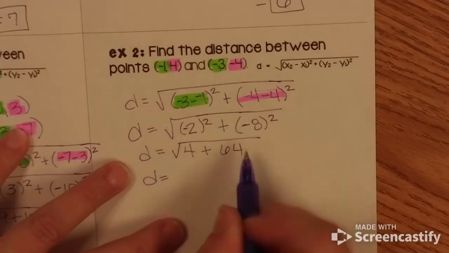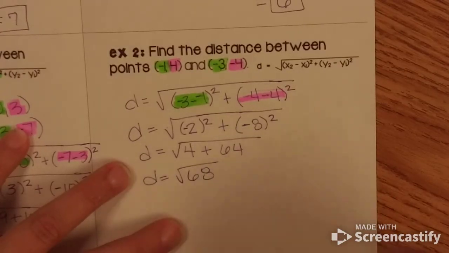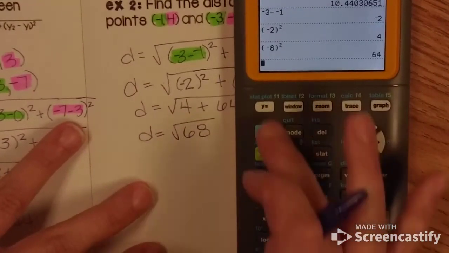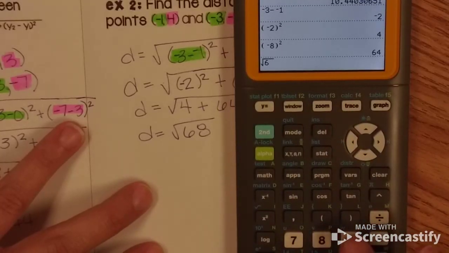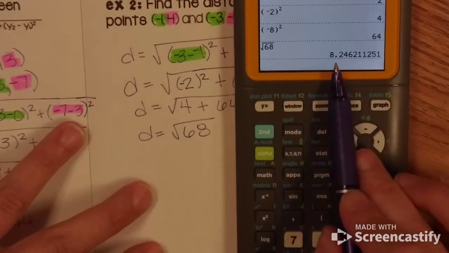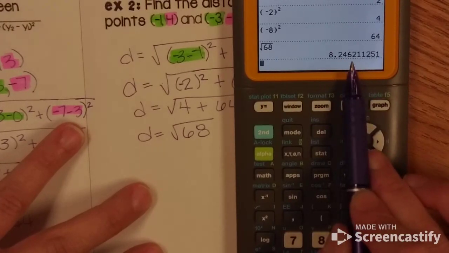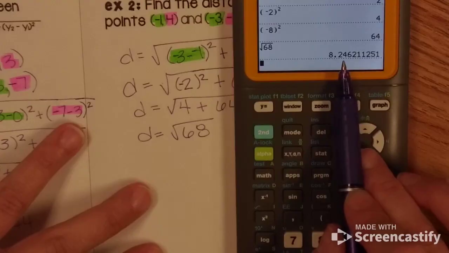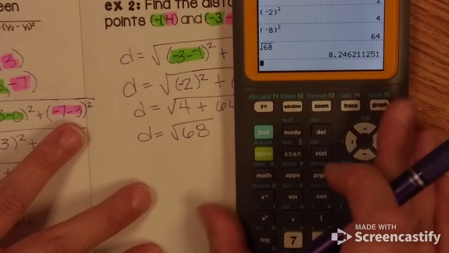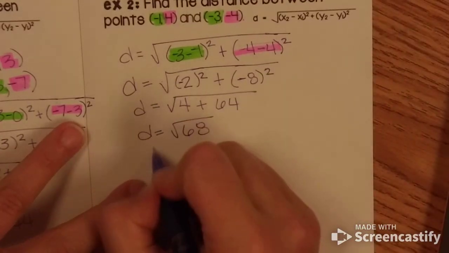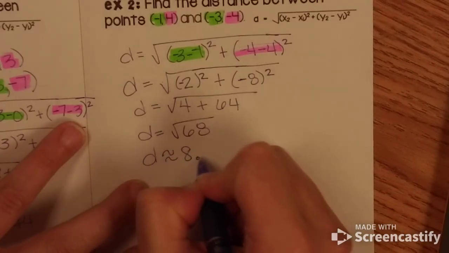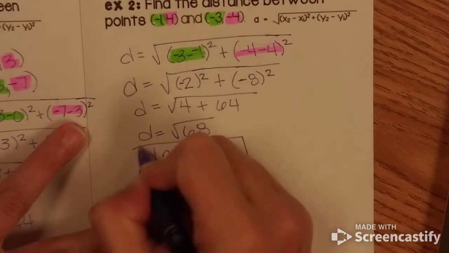Last, we're going to combine 4 and 64 together to get 68. And then we're going to see what that is. Second square root of 68. And that's 8.246. We want the first 2 digits, but there's a 6 after the 4, so that means that this 4 turns into a 5. So it's about 8.25. And that's it.